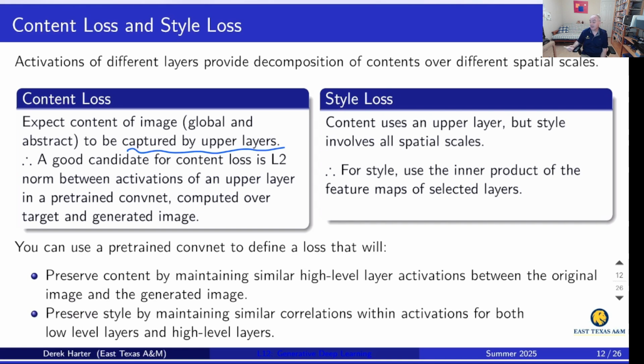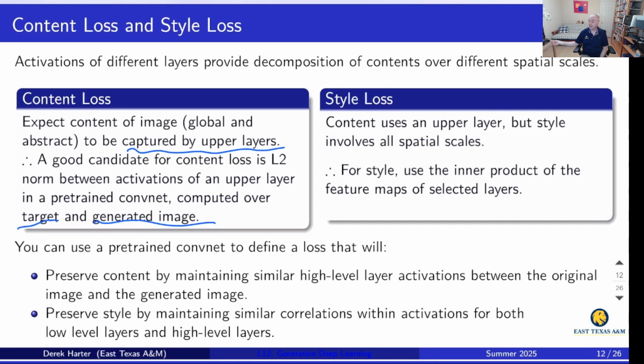By that argument, if the upper layers that have the more abstract global features give you some measure of content, then a good candidate for the measurement of similarity of content, or your content loss function, is the norm between the activations of an upper layer in a pre-trained convolutional network, computed over the target image and the generated image, right? The target image is the input that you're trying to preserve the content of, and the generated image is the one where you take your source image and apply a style to, right?